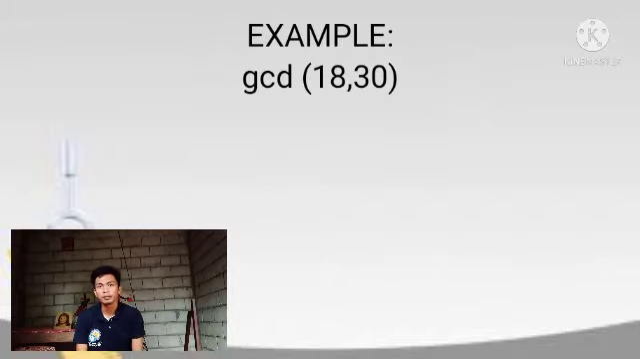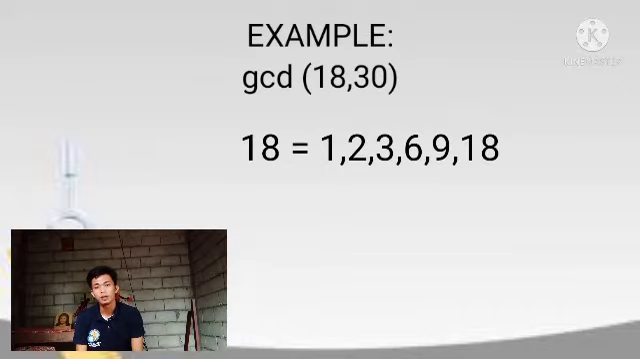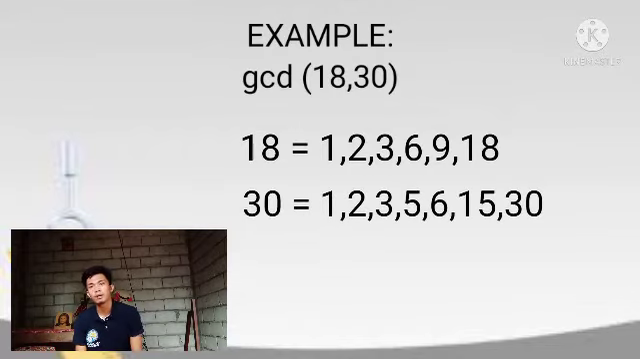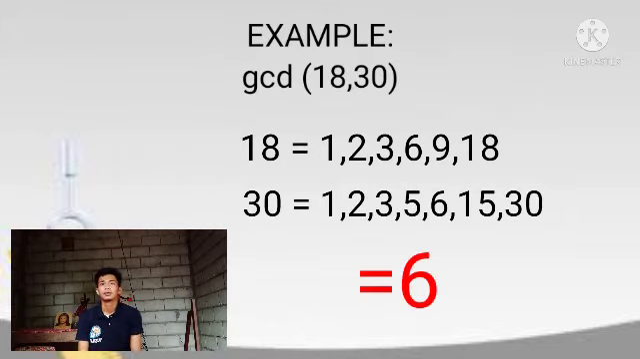Example: what is the greatest common factor of 18 and 30? The divisors of 18 are 1, 2, 3, 6, 9, and 18. And the divisors of 30 are 1, 2, 3, 5, 6, 10, 15, and 30. The largest number that appears on every list is 6. So this is the greatest common factor.